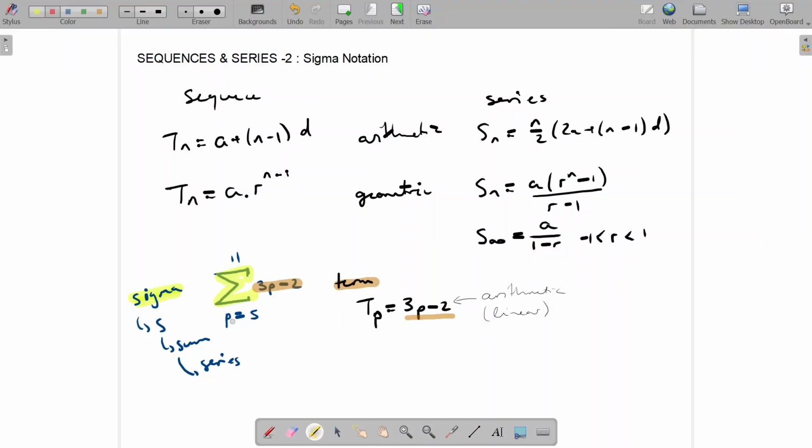What we now have are a start and an end value. It says start when p equals 5 and end when p equals 11. So this one now says: start with p equals 5, and end when p equals 11.